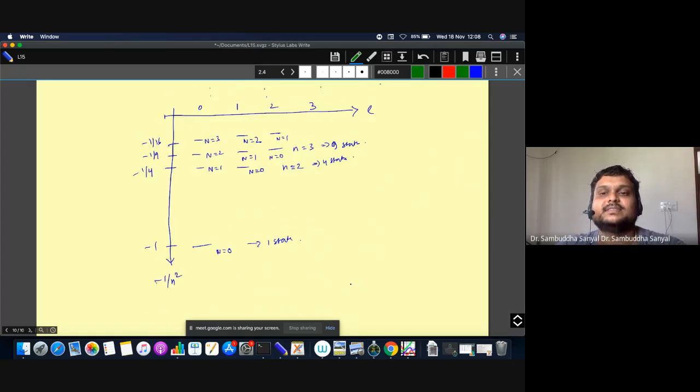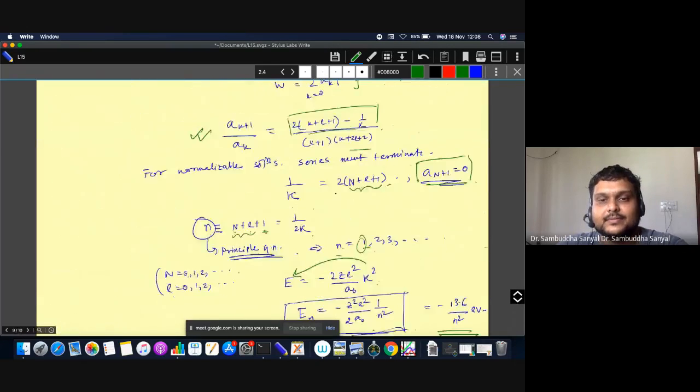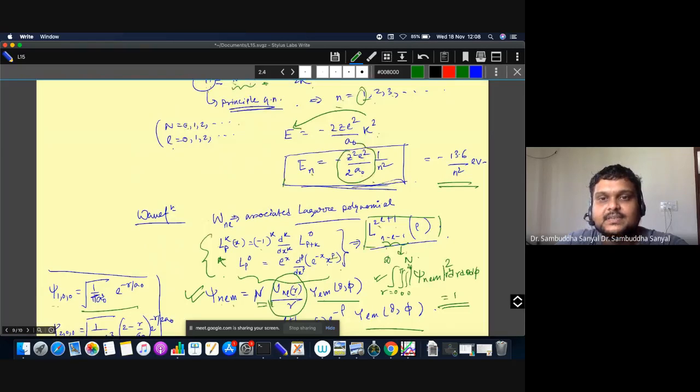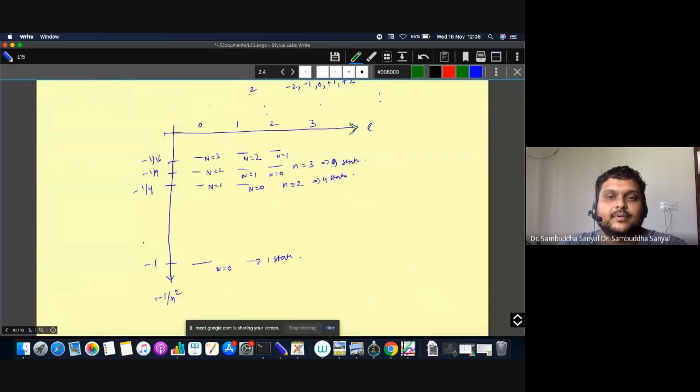So if I plot these states here, I will see this form emerge. In this axis I am plotting the L, and in this axis I am plotting the 1 by n square. There is of course a unit, which I am ignoring for the time being, because I just want to give a structure of these levels. Everything will be multiplied by that Z square, whatever unit I ignored.